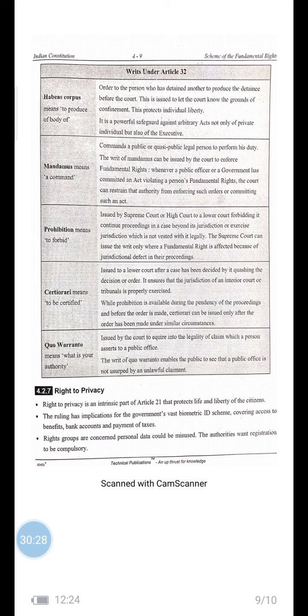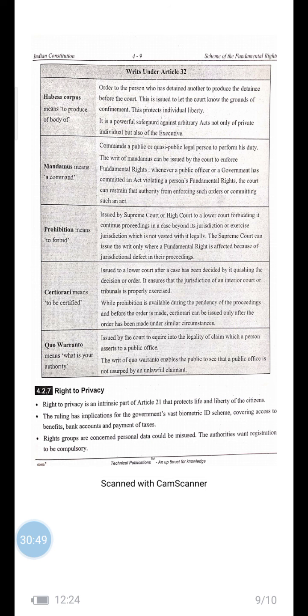Then a court warrant means what? It is an authority issued by the court, and they acquire the claim for a person's arrest. It's for public offices, so public offices can be suspended for unlawful commitment. So there are various words considered in Article 32, and the last article is the right to privacy.